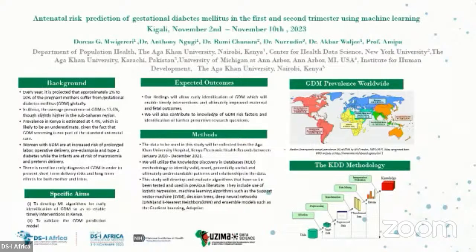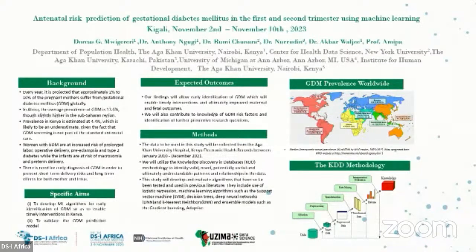We will be using data obtained from the Aga Khan University electronic health record system, and the data has been recorded from January 2010 to December 2021. And as I've mentioned below, the criteria we will use to consider the eligible subjects and the subjects that we will be excluding from this study.